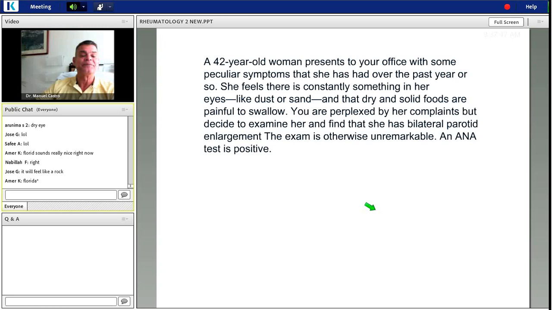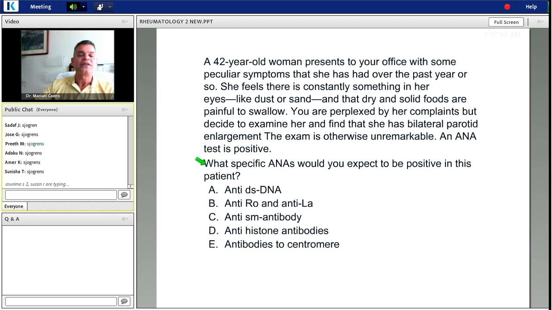Okay. So you are perplexed by her complaints, but decide to examine her and find that she has bilateral parotid enlargement. So her parotids are actually a little bit big. What does she have? Dry eyes, dry mouth, and parotid enlargement. If you don't know this diagnosis, the exam is otherwise unremarkable. An ANA test is positive. So let's see what they're going to ask us here. What specific ANAs would you expect to be positive in this patient? Is it going to be anti-double-stranded ANA?